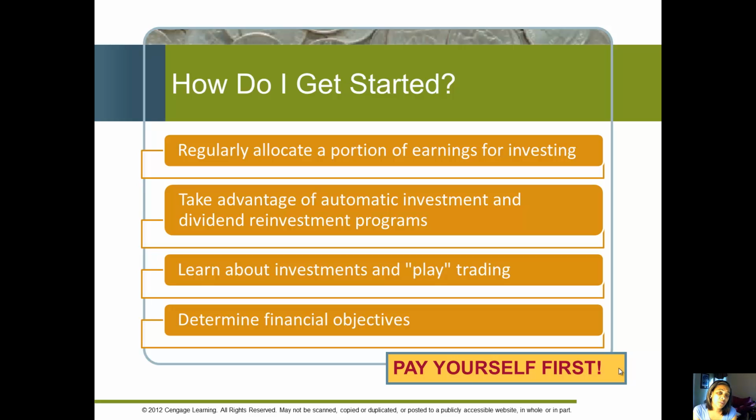And then you also want to figure out, what are your objectives? Are you saving for retirement? Are you saving for some other long-term goal? Because those objectives and the timeline associated with those objectives will be really helpful in determining what investment vehicles you should choose.